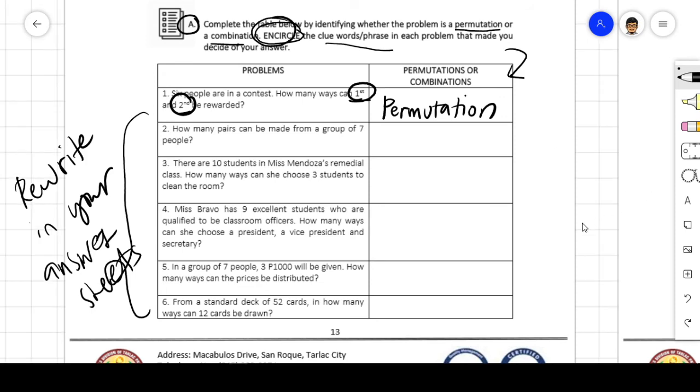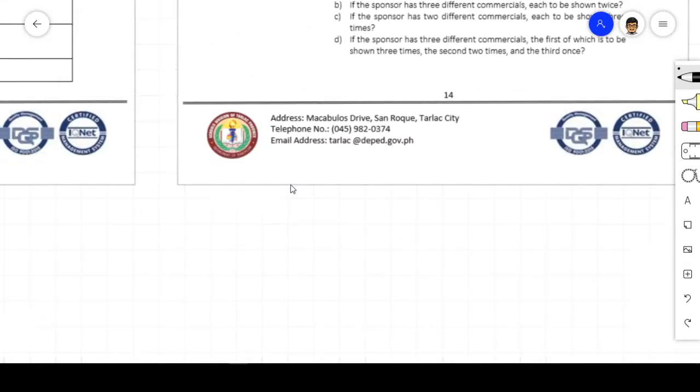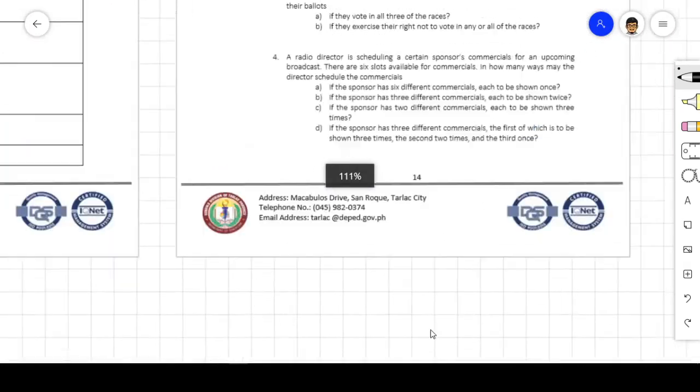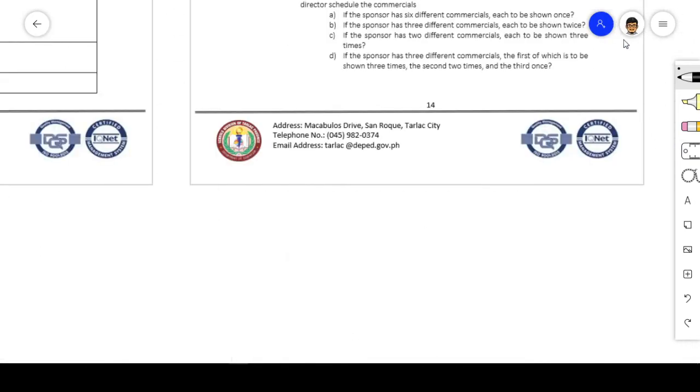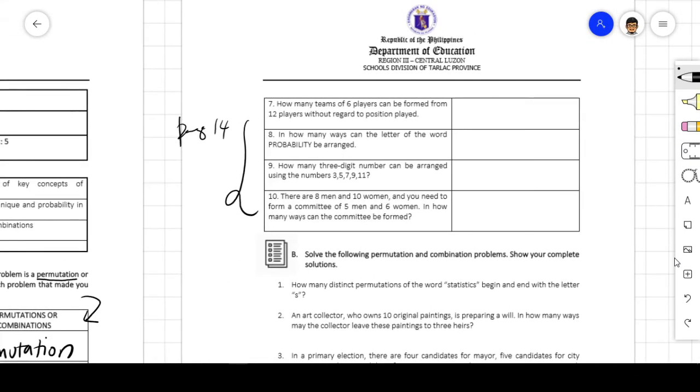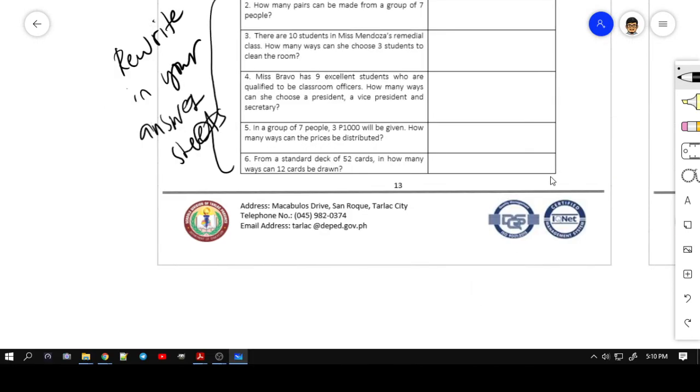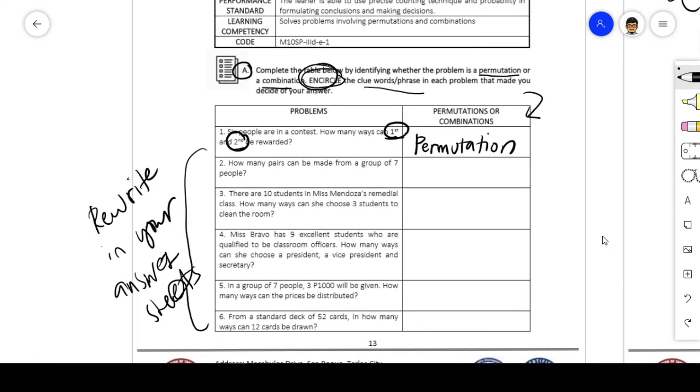You have to answer the rest. Items 2, 3, 4, 5, 6, 7, 8, 9, and 10. Again, you have to answer items 2 to 10. Do not forget that you have to identify whether the problem is a permutation or a combination. And then after that, encircle the clue words or phrase in each problem that made you decide on your answer. And again, you have to rewrite the whole table in your answer sheet.